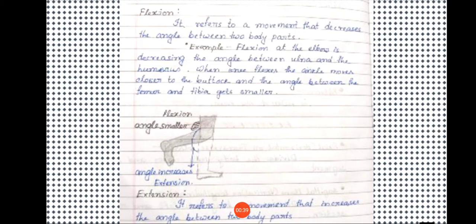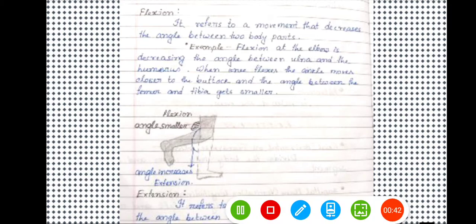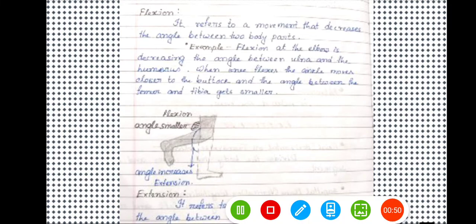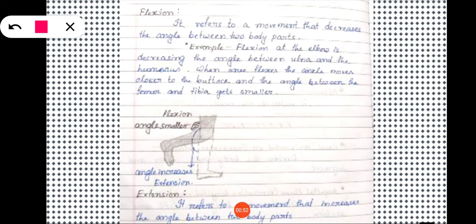At first we learn about flexion. What is flexion? Flexion refers to a movement that decreases the angle between two body parts. You can see that if the leg is bent upward, the angle decreases, and if the leg is in the normal standing position, then the angle increases. Next, extension. Extension is the opposite of flexion.